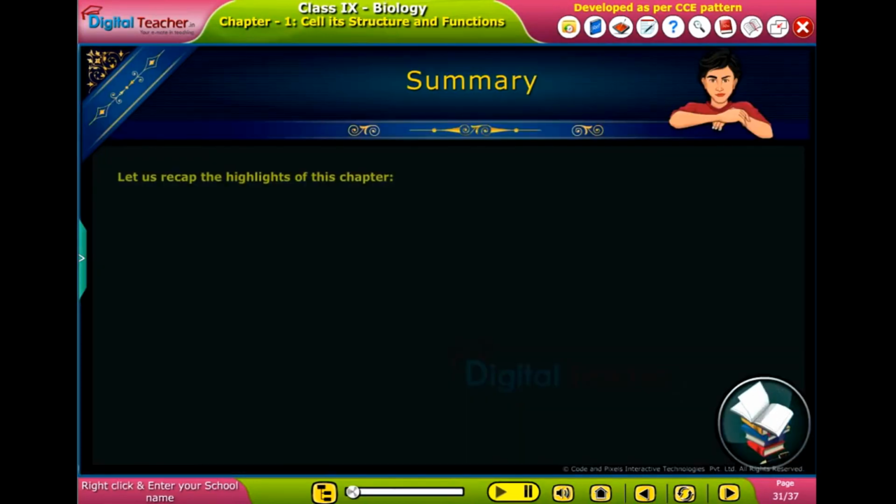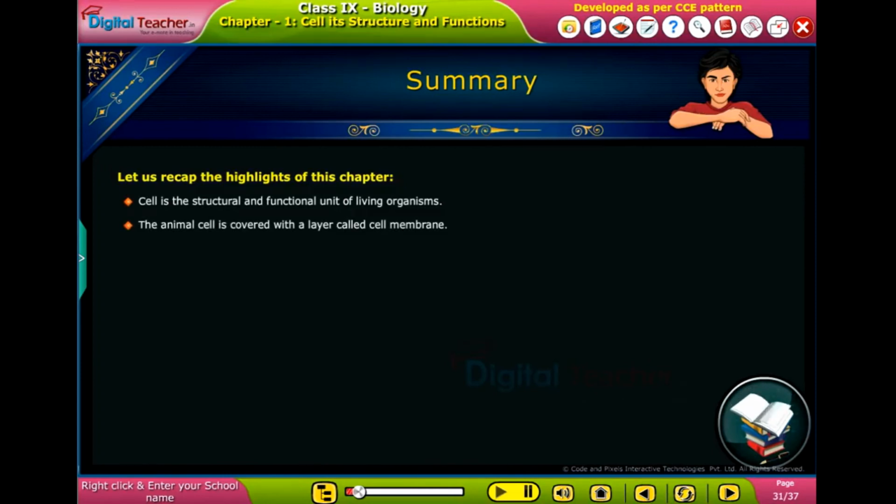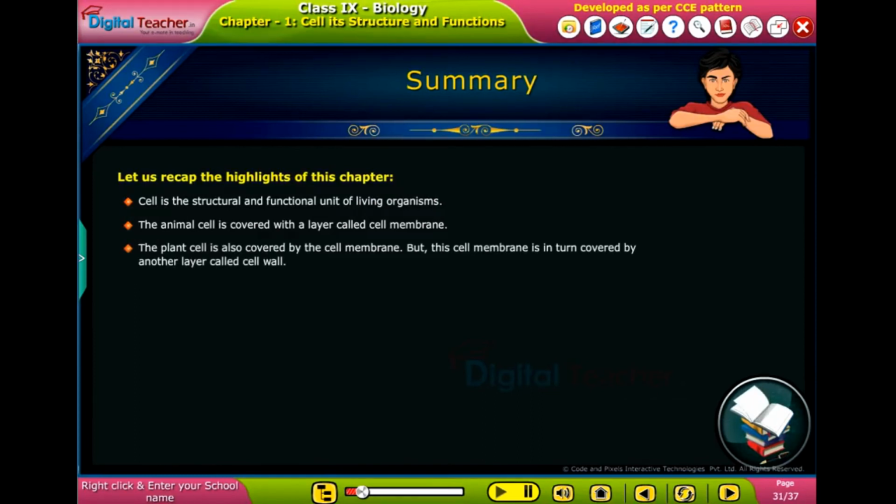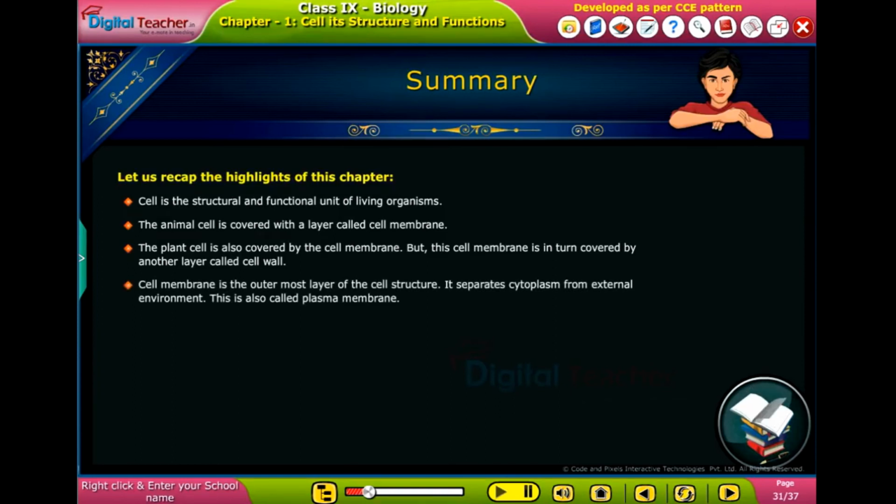Summary. Let us recap the highlights of this chapter. Cell is the structural and functional unit of living organisms. The animal cell is covered with a layer called cell membrane. The plant cell is also covered by the cell membrane, but this cell membrane is in turn covered by another layer called cell wall. Cell membrane is the outermost layer of the cell structure. It separates cytoplasm from external environment. This is also called plasma membrane.